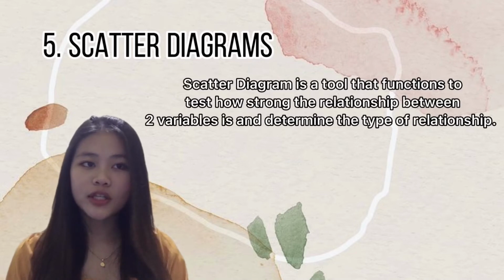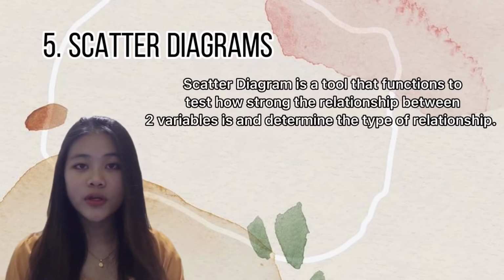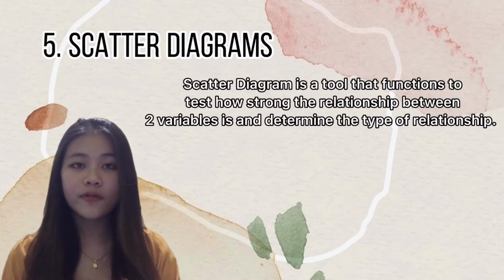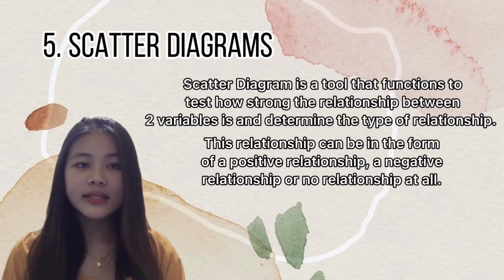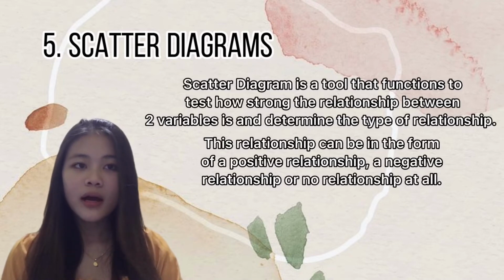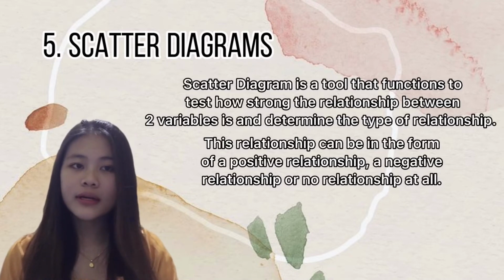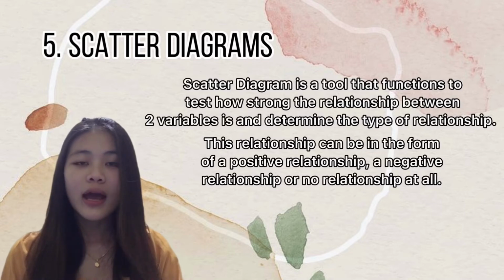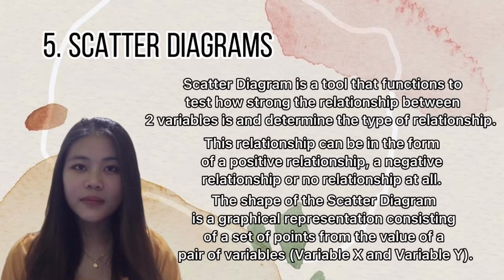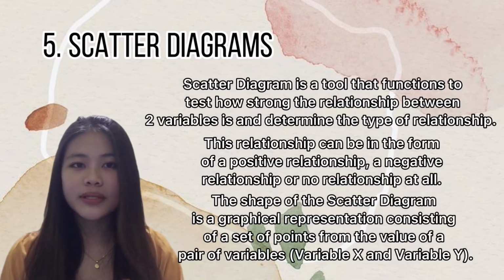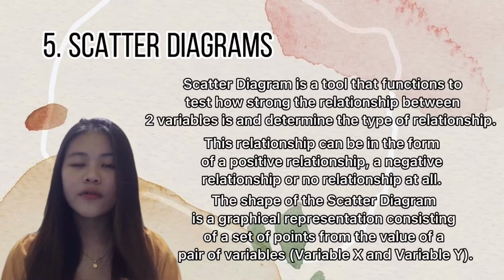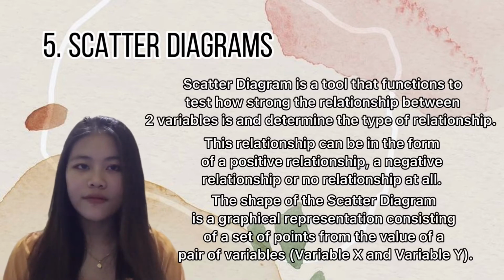Scatter diagram is a tool that functions to test how strong the relationship between two variables is and determine the type of relationship. This relationship can be in the form of a positive relationship, a negative relationship, or no relationship at all. The scatter diagram is a graphical representation consisting of a set of points from the values of a pair of variables x and variable y.